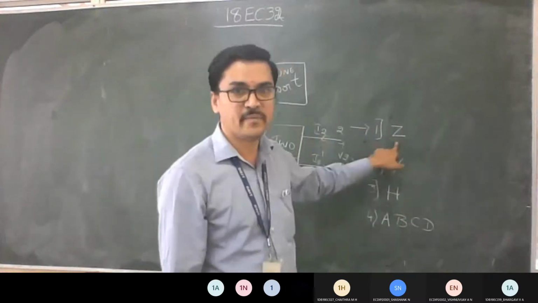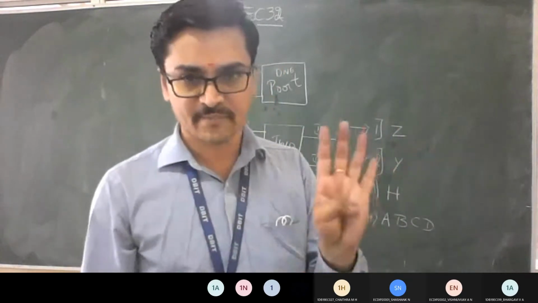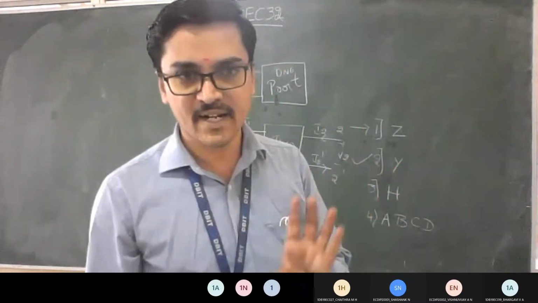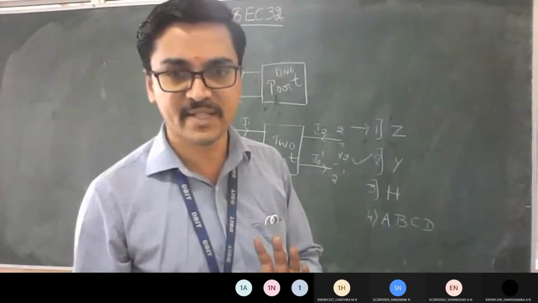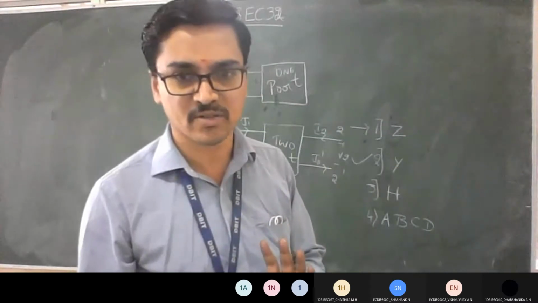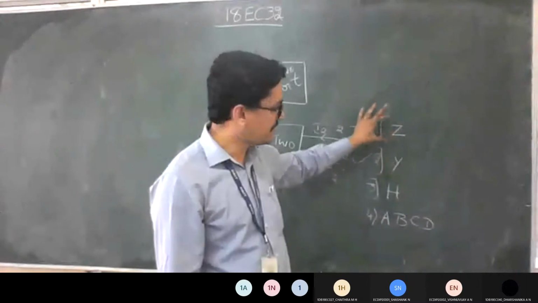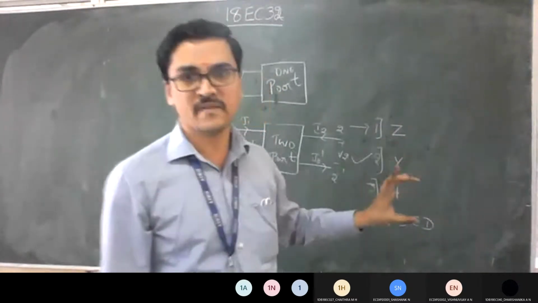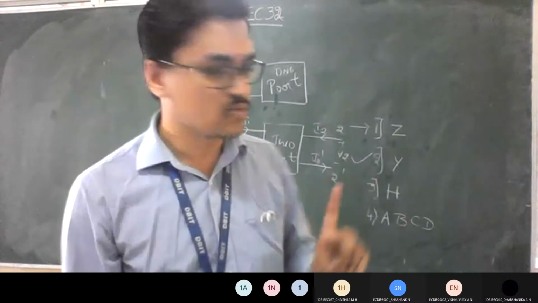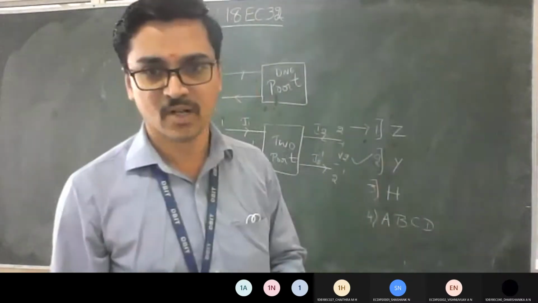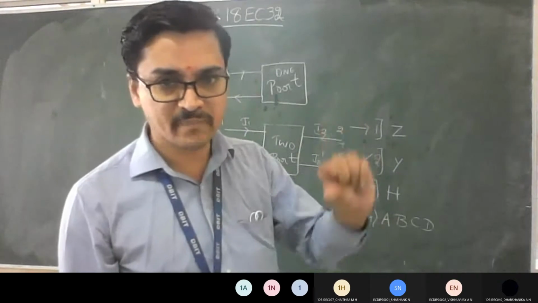For each parameter, they will ask you to write the equivalent circuit of Z, the equivalent circuit of Y, the equivalent circuit of H, and similarly ABCD also. So a small derivation of each individual parameter, along with the equivalent circuit, is what you can expect for 6 to 8 marks. After this, problems on individual parameters.